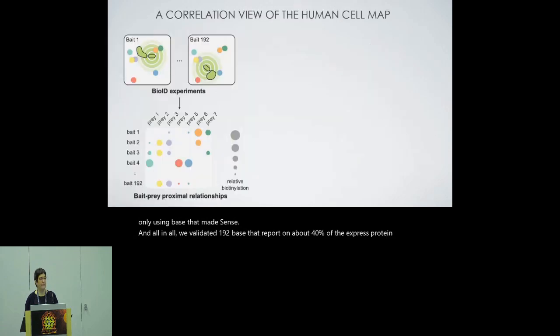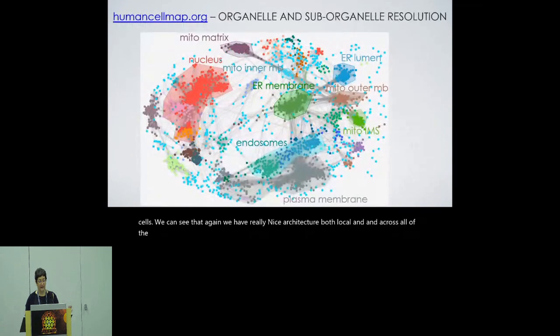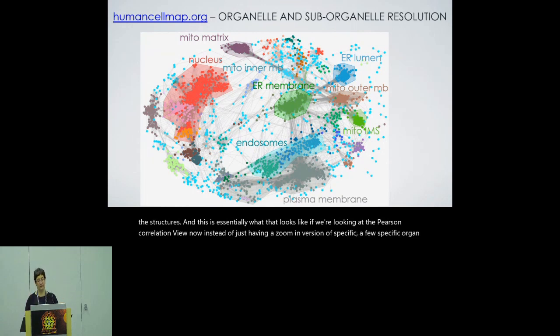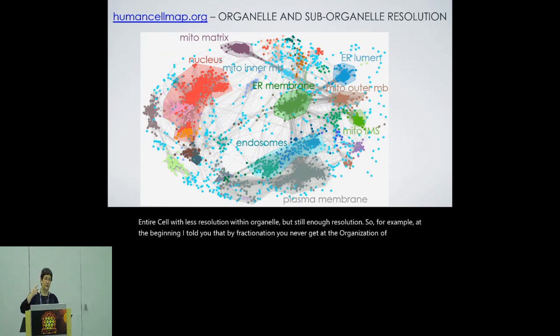And again, we're doing the same process, right? We're going to do a correlation view of the cells. We can see that, again, we have really nice architecture, both local and across all of the structures. And this is essentially what that looks like if we're looking at a Pearson correlation view. Now, instead of just having a zoom-in version of a few specific organelles, you have the representation of the entire cell, with less resolution within organelles, but still enough resolution. So for example, at the beginning, I told you that by fractionation, you never get at the organization of the mitochondria. Not a problem here.